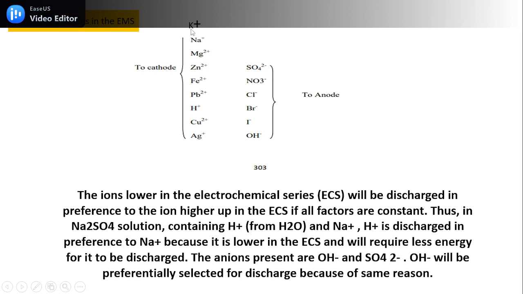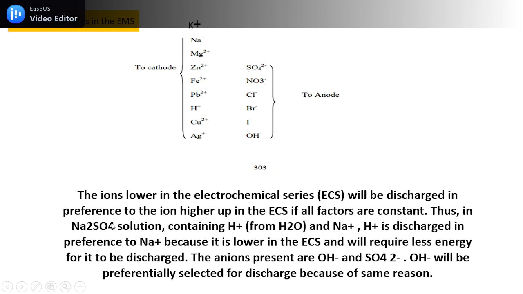So let's take that again: the potassium ion, the sodium ion, magnesium ion, zinc, the iron, the lead, the hydrogen ion, copper ion, and the silver ion. So we have various acids here. We have a lot of them here.